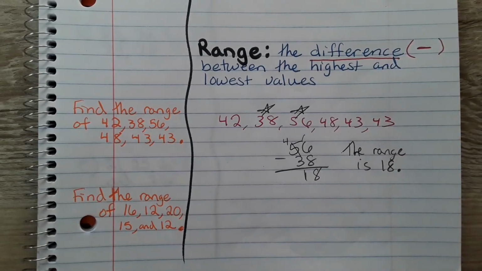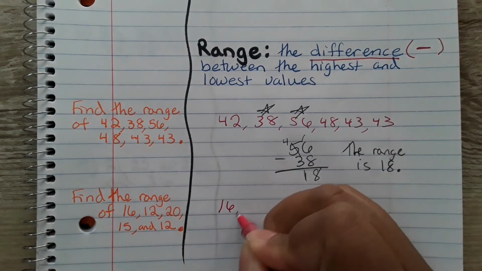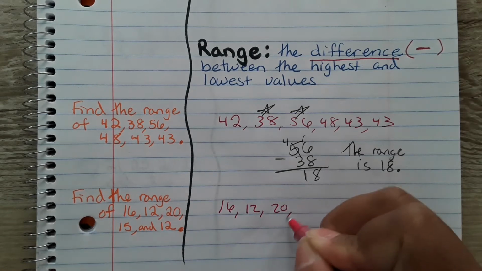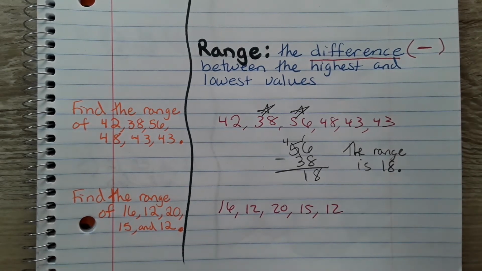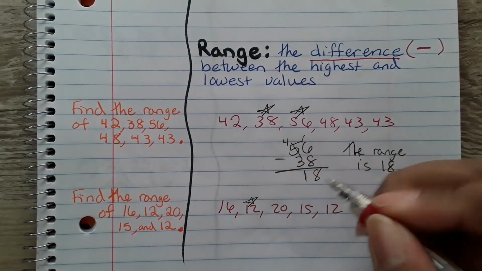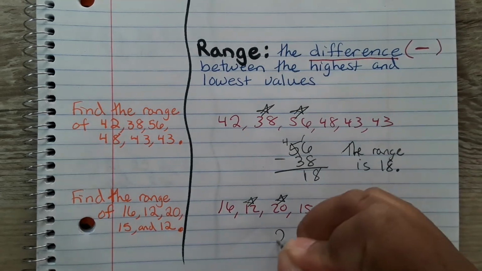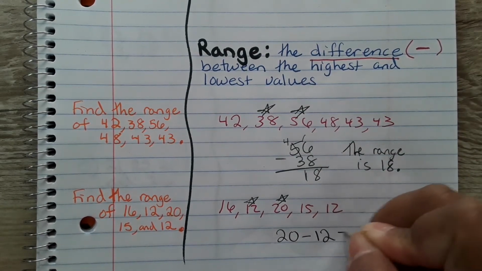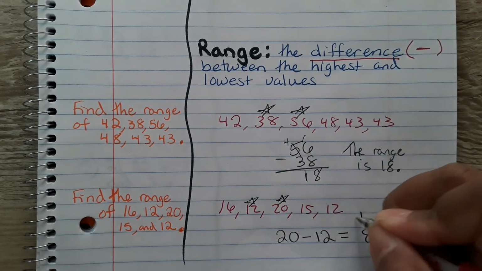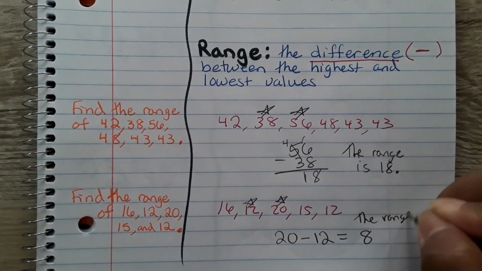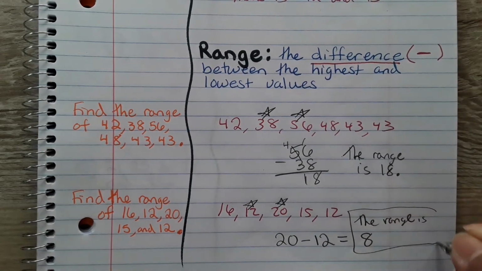And let's try it again with our next set of numbers. So we're going to find the range for 16, 12, 20, 15, and 12. So again, you're just going to find your smallest number. You're going to deduct it, so take it away from your largest number. So in this case, it would be 20 minus 12 for a range of 8. So my range in this set of data is 8.